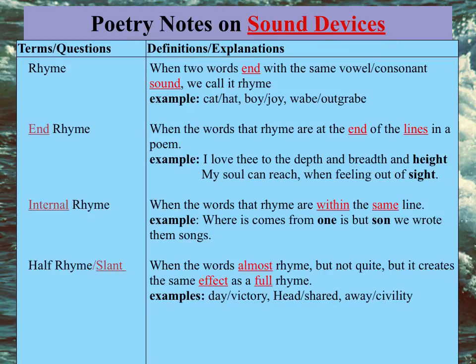Okay? And finally, we have something that we either call half rhyme or slant rhyme, and it's when the words almost rhyme, but not quite, but it creates the same effect as a full rhyme. So you'll see this as you read poems by Emily Dickinson. Also, many true rap artists are genius at half rhyme or slant rhyme, as well as country artists, or mostly anyone that's producing a type of music. A lot of times they'll use slant rhyme. So it's like day and victory don't rhyme, but if you put them in the poem in a similar place, it sounds like they do. So that is slant rhyme. Three types of rhyme to know.